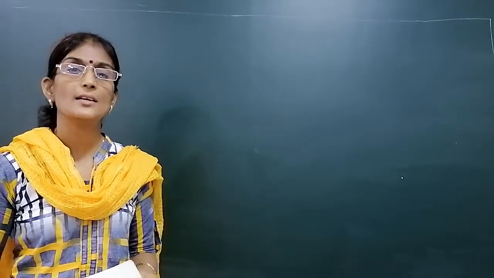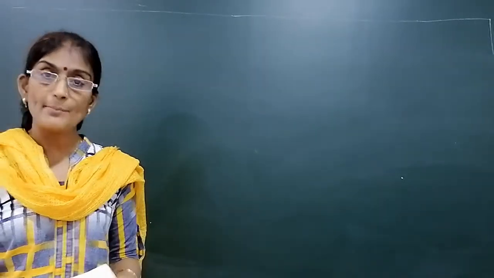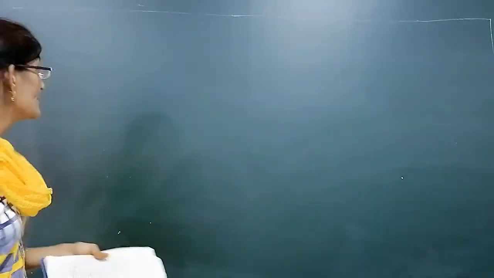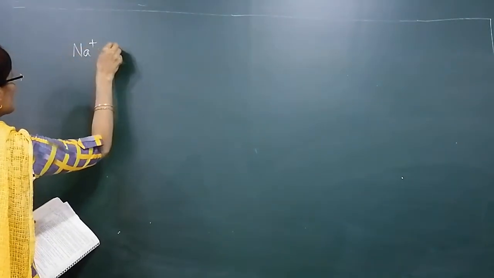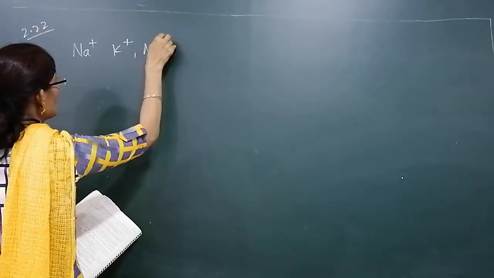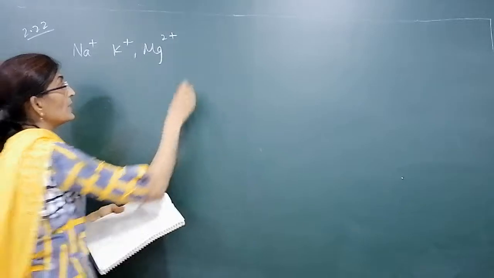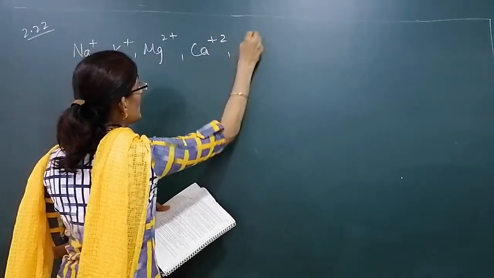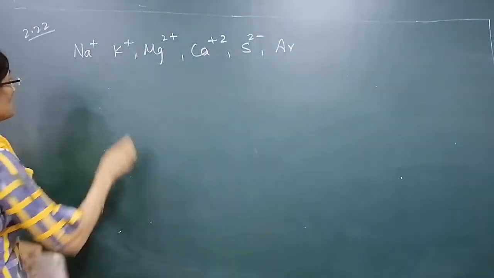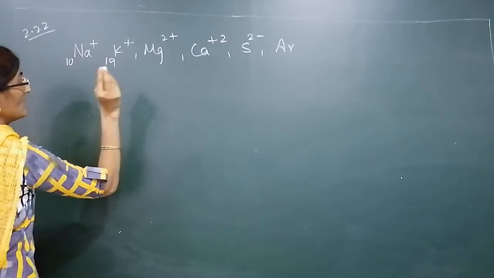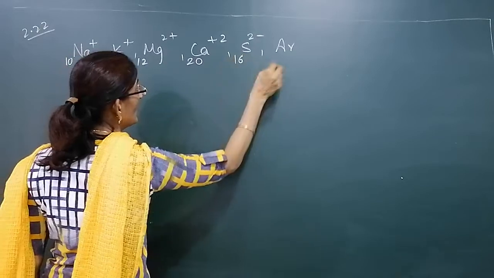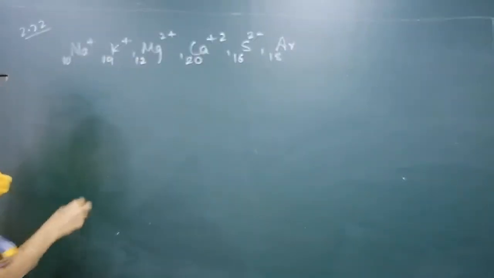Isoelectronic means the ions or atoms which have the same number of electrons. Na plus and K plus, Mg2 plus, Ca2 plus, S2 minus and argon. Out of these, which are isoelectronic? Atomic number of sodium is 11, potassium 19, magnesium 12, calcium 20, sulfur 16 and argon 18. Now we will count the number of electrons.